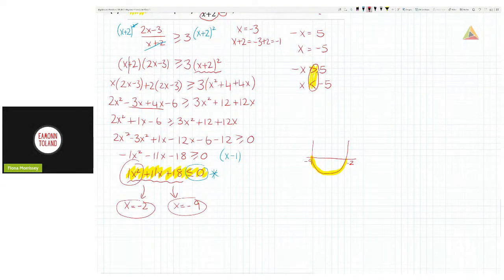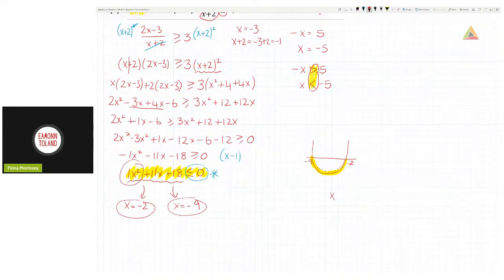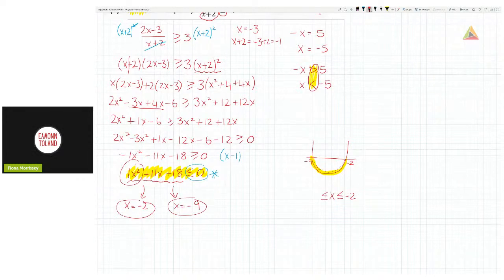So to answer my question, we are interested in every single value of x in this range here. That's every single value of x that's going to be less than or equal to minus 2, but bigger than or equal to minus 9. In other words, x has to be between minus 9 and minus 2 inclusive.